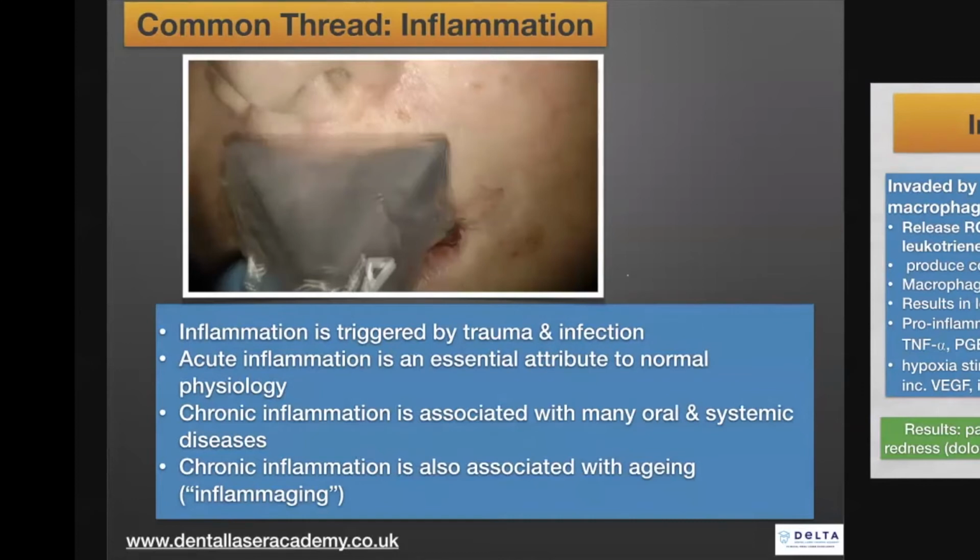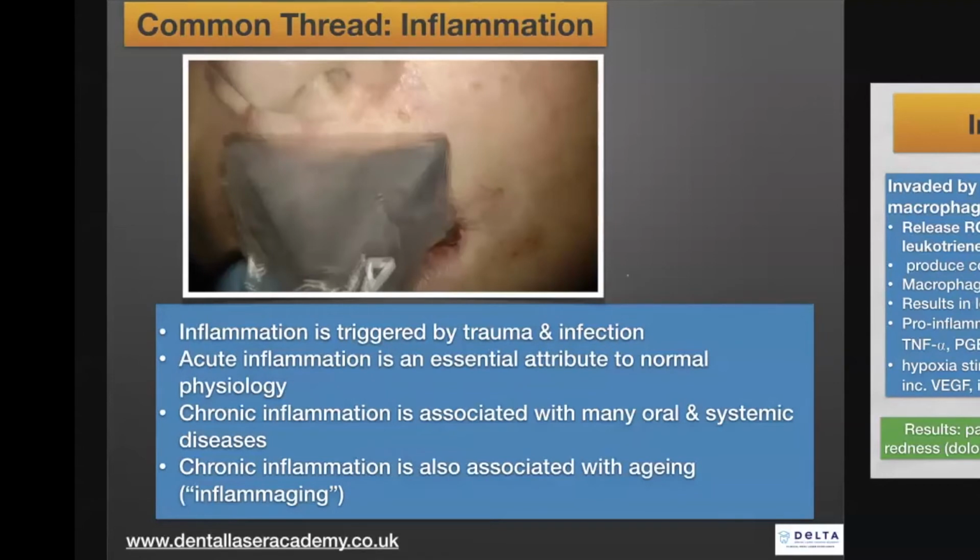And of course, inflammation is triggered by trauma as well as by infection. And it's an essential attribute to normal physiology. I mean, if you suppress inflammation, people don't heal. In orthodontics, teeth don't move. And so when you are subject to trauma or an infection, this is the primary trigger that starts off the cascade, which then leads on to the normal sequences of the defensive reactions of the immune system, as well as the beginnings of the processes which are associated with healing, repair, and we would hope regeneration.